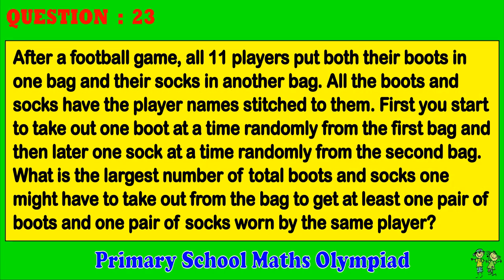Question 23. After a football game, all 11 players put both their boots in one bag and their socks in another bag. All the boots and socks have the player names stitched to them. First you start to take out one boot at a time randomly from the first bag, and then later one sock at a time randomly from the second bag. What is the largest number of boots and socks one might have to take out from the bag to get at least one pair of boots and one pair of socks worn by the same player?